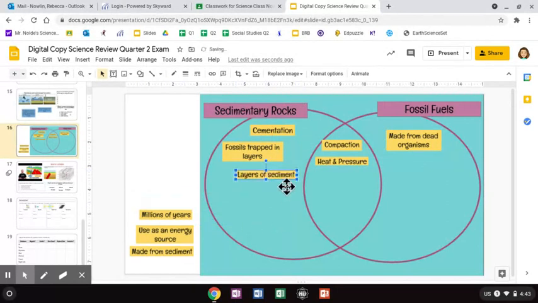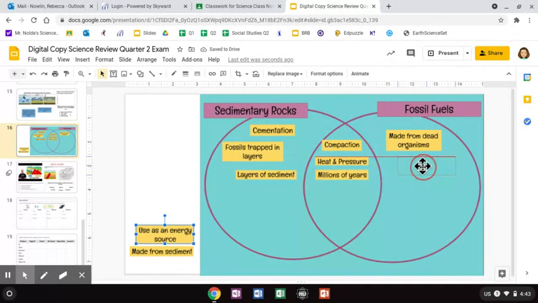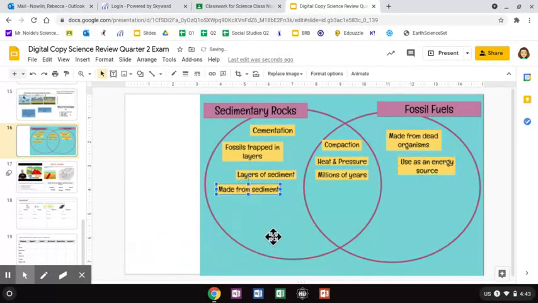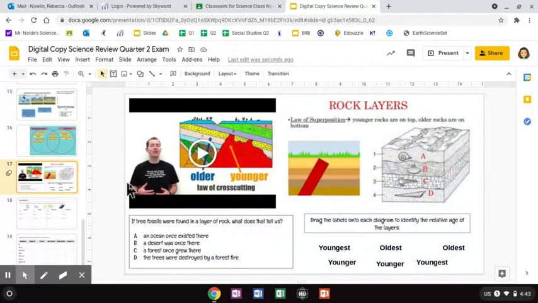Layers of sediment make up a sedimentary rock. Millions of years goes under both because they both require millions of years to be formed. Used as an energy source goes under fossil fuels because we cannot burn sedimentary rocks for energy, but we can use fossil fuels. And then made from sediment goes under sedimentary rocks. All right, 17. Okay, so we are looking at rock layers.